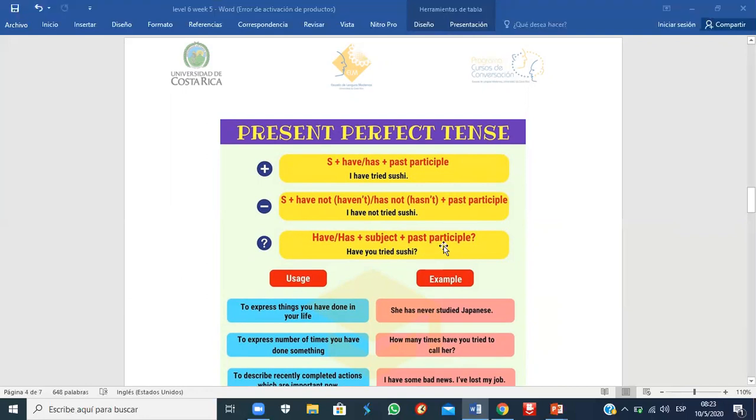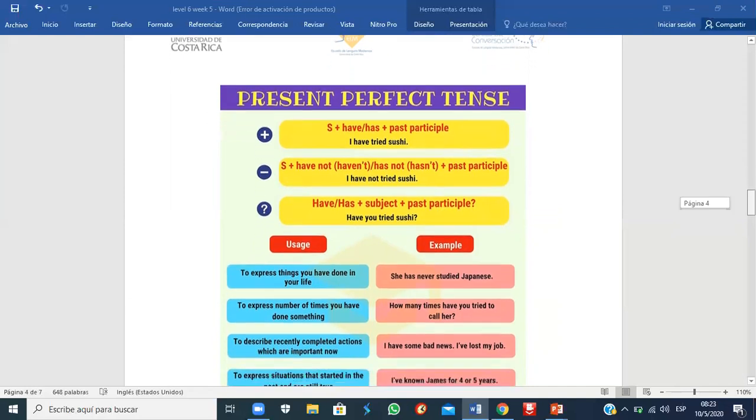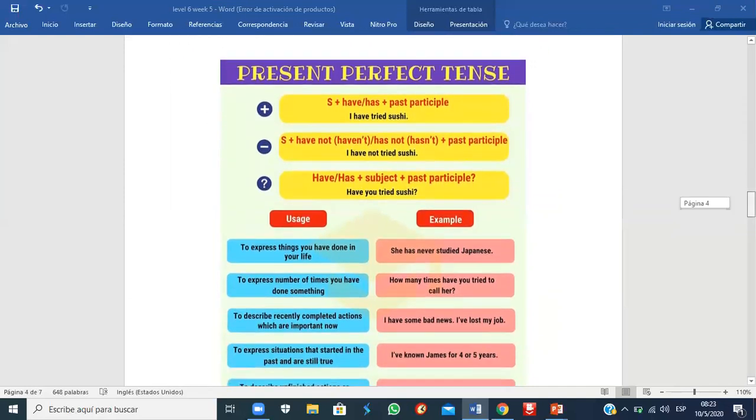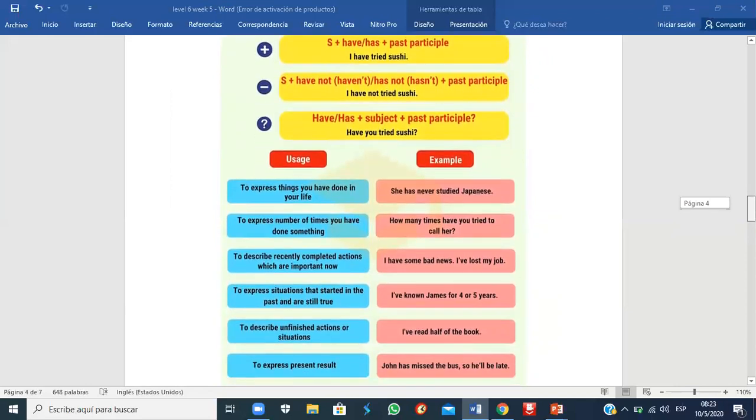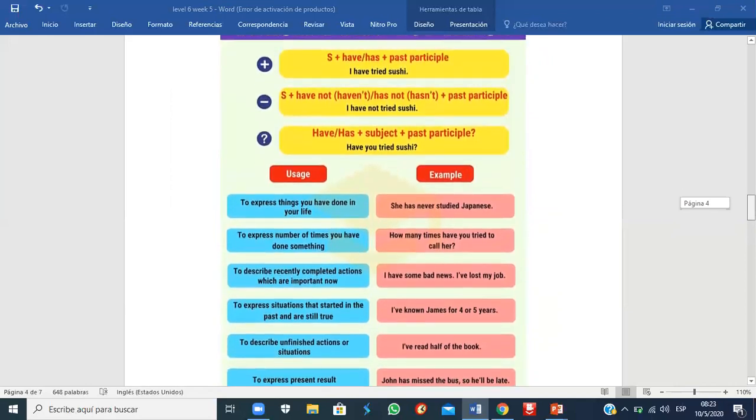And this is the relevant part that we got. Okay, so this is the famous situation that we got with the present perfect that sometimes it's important for us. We use the present perfect in most cases to express things you have done in your life, para expresar cosas que hemos hecho en nuestra vida. She has never studied Japanese. I have studied English. I have learned to do many things. I have learned to drive a car.